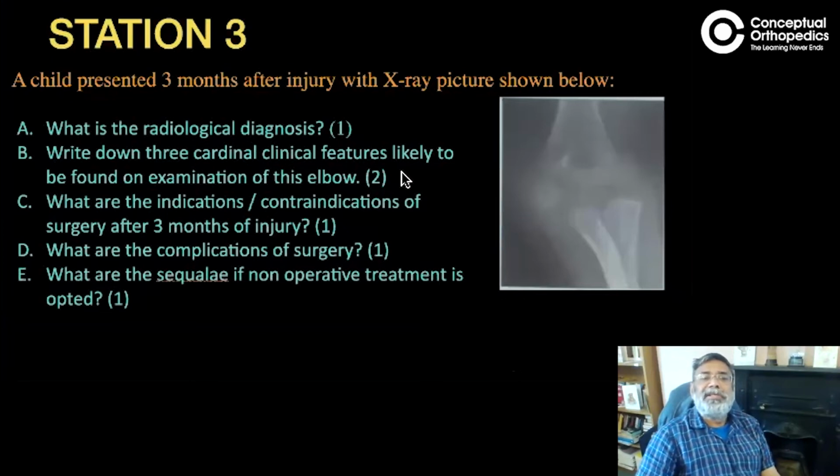Yeah. So the indications and contraindications of surgery after 3 months of injury. Basically this child, although again difficult to see, looks quite young. So it is unlikely that at 3 months you will not do anything for this. So what will be your answer, Vishal?